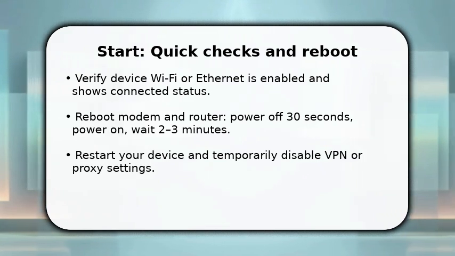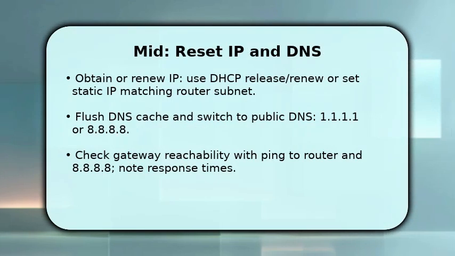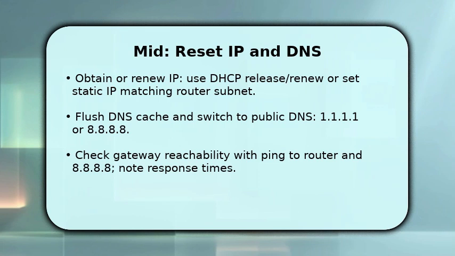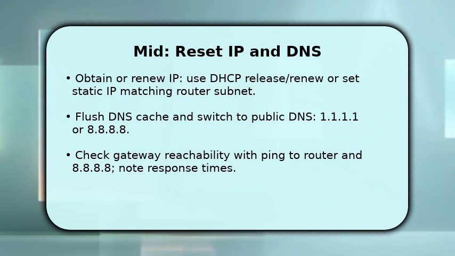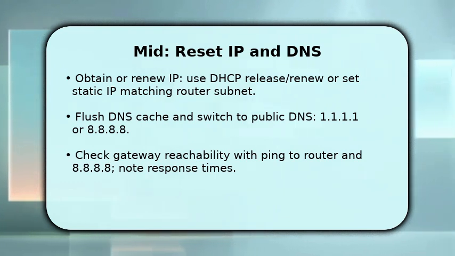You now clear addressing issues by renewing your IP lease. On Windows, use ipconfig /release, then ipconfig /renew. On Mac OS, use DHCP renew in network prefs or sudo ipconfig set en0 DHCP. Flush the DNS cache to remove stale records, then switch to a reliable public DNS like 1.1.1.1 or 8.8.8.8 so name lookups aren't the blocker.